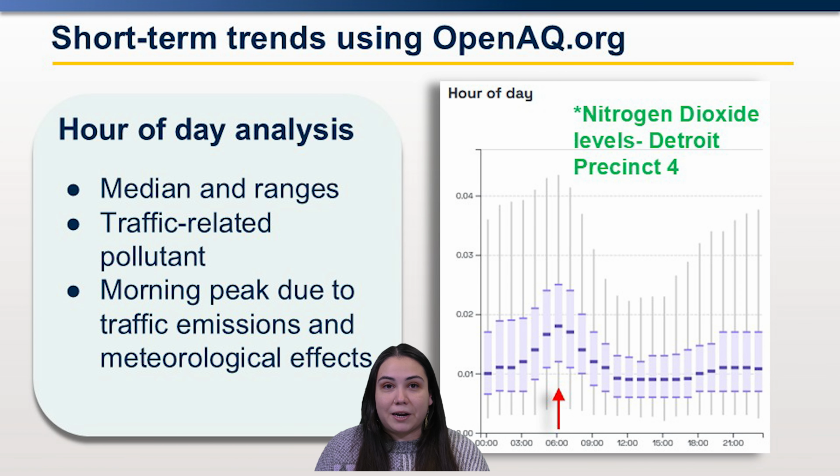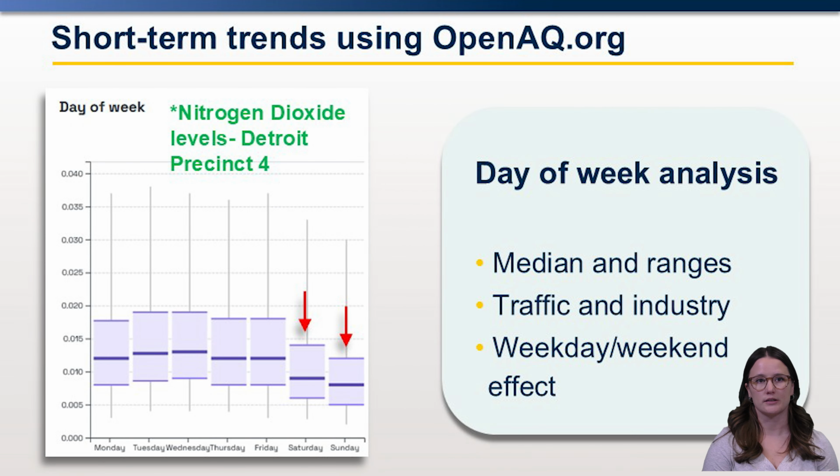What's great about OpenAQ is they show you hourly and day of the week patterns. Right here, for example, in the hour of day analysis at Southwest Detroit, you can see a bump up in nitrogen dioxide concentrations, probably due mostly to traffic and meteorological conditions. Sometimes a more revealing analysis than hour of day is a day of week analysis. Here we see elevated levels Monday through Friday and a drop on the weekend.